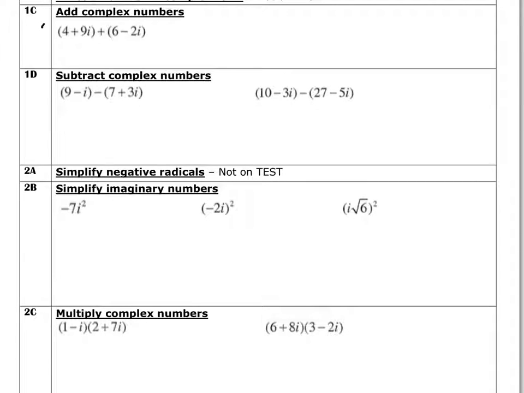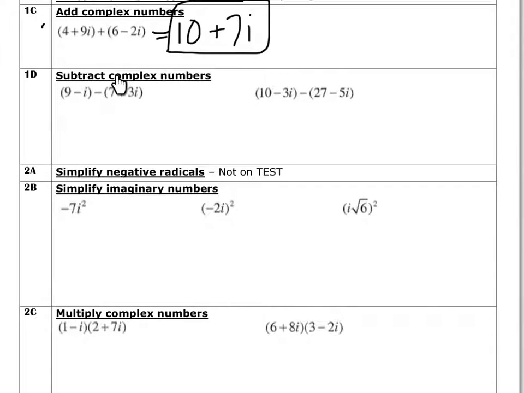1C wants us to add complex numbers. All you have to do for complex numbers is add the like terms, so the values of the constants would go together and the variables with the i's would go together. So 4 plus 6 is going to give you 10. 9i plus a negative 2i is going to be 7i. Remember, complex numbers are always written in the format of the real number first, followed by the imaginary.